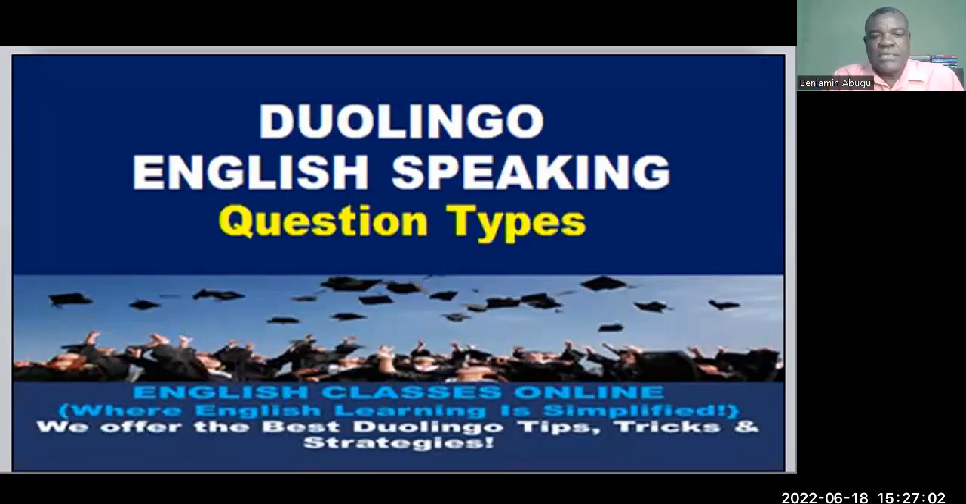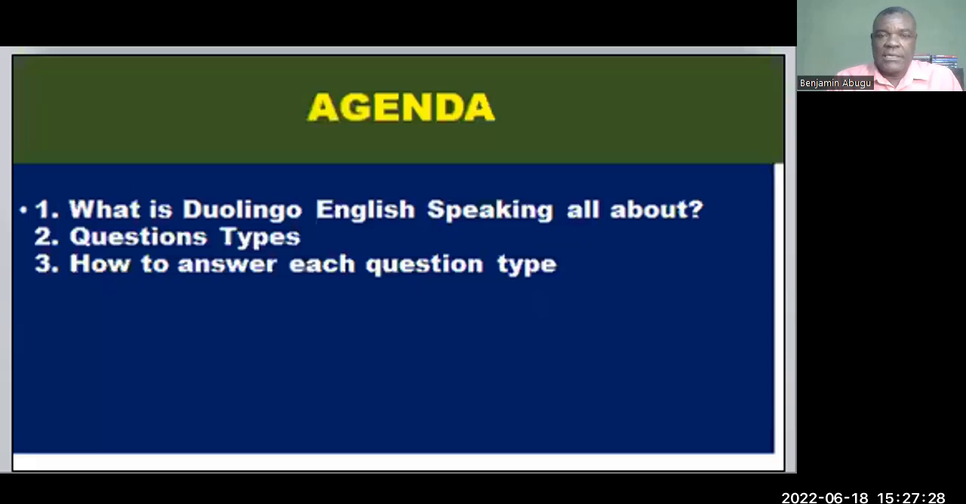In today's lesson, we are going to look at Duolingo English speaking. Our focus will be on understanding the question types. We want to look at the various types of questions that occur in the speaking aspect of the Duolingo English test. Now, let's get started with a quick look at the agenda for today's lesson.